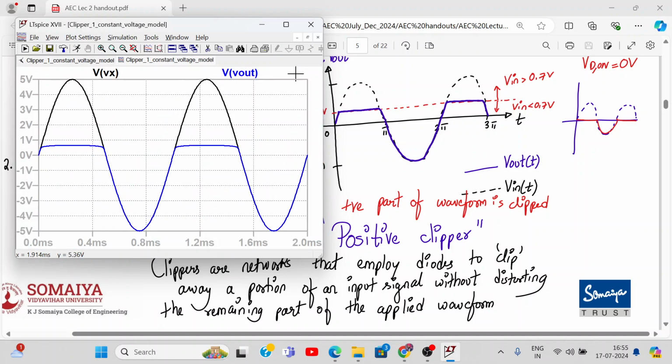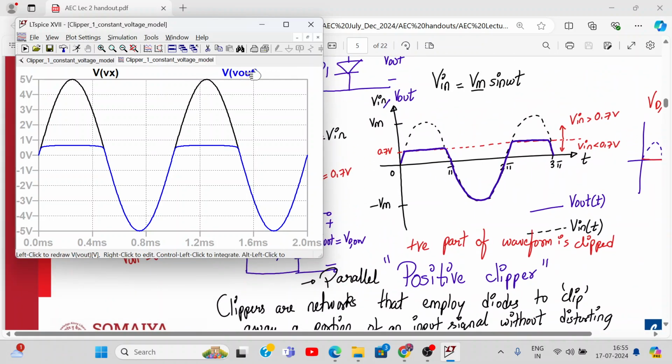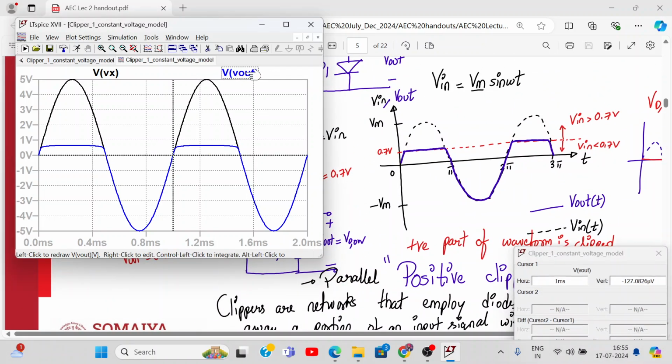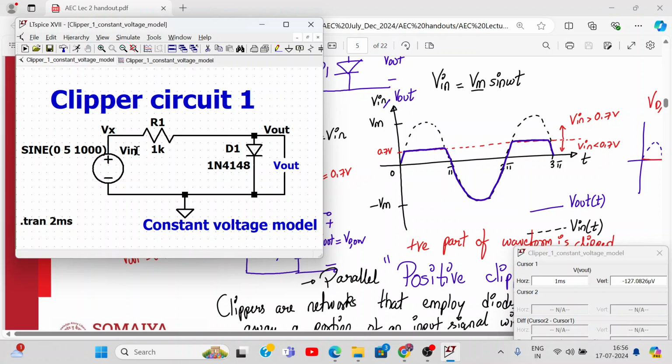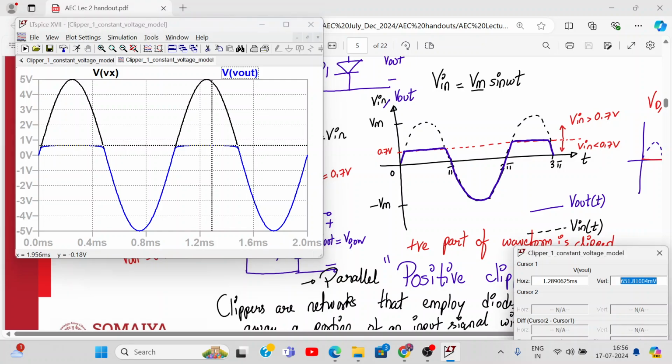Can you see this circuit? Same, no? Come on, yes or no? See, this is 0, right? So it is clipping the positive part of it. The blue color waveform is my output, black color is my input. Vx is actually the input over here. You can see Vx is input, and it's clipping at around here. The voltage is 651 millivolt. Can you read this part? 651. So yeah, somewhere around 650.